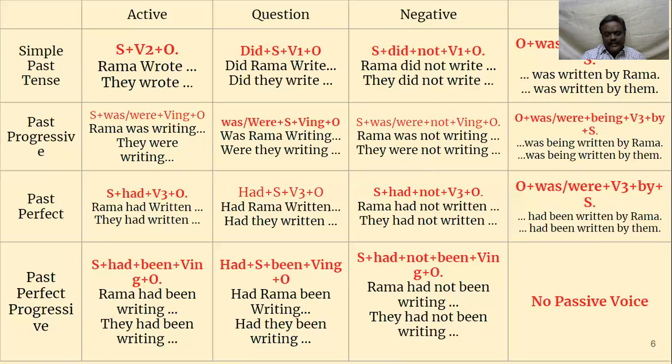Then past perfect, same rule. There we use have form, and here also we use have form only, but there we use present have form, has or have, while here we use had plus V3. Rama had written a letter. They had written a letter. In the same way, for questions, had plus subject plus V3: had has to be brought forward. Had Rama written a letter? Had they written a letter?